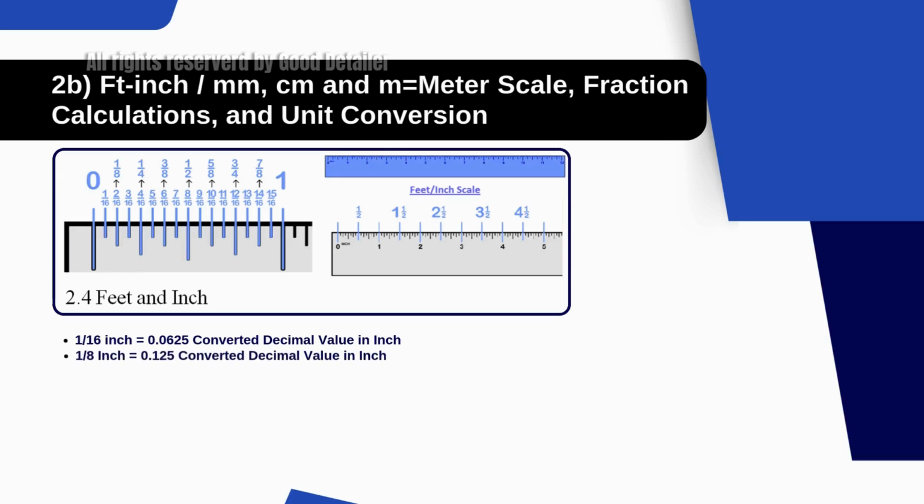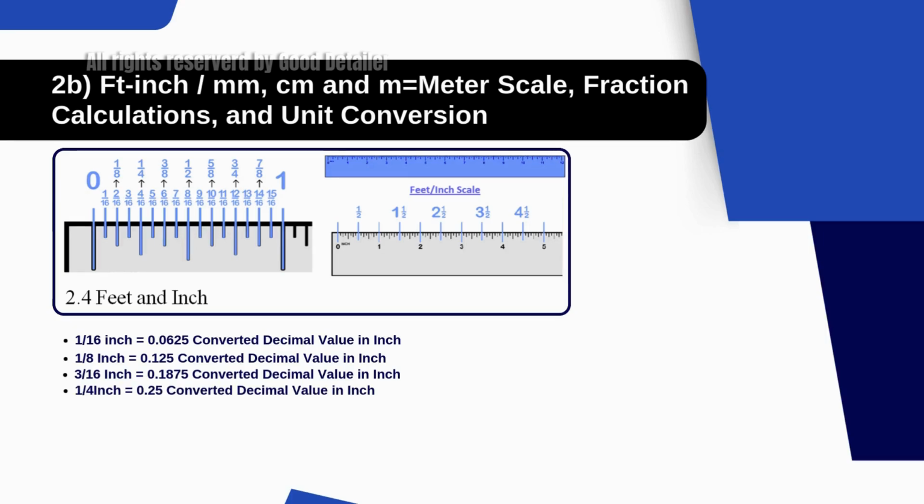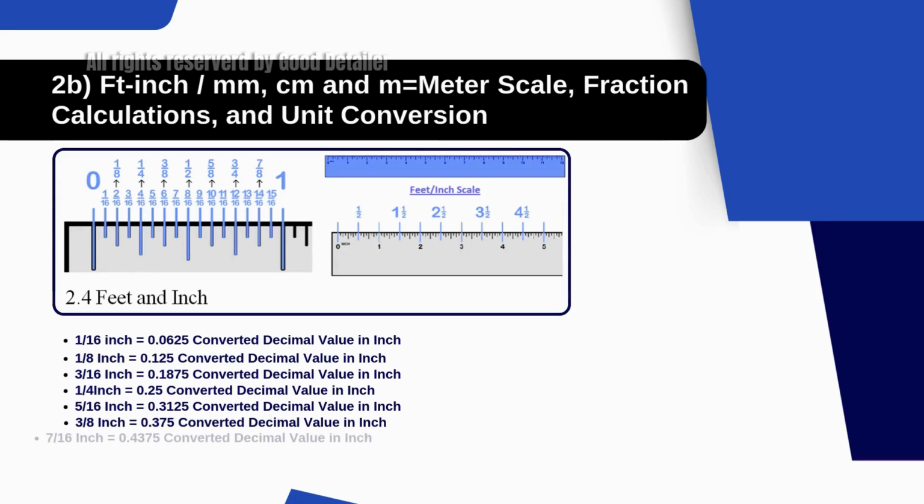1/8 inch equals 0.125, converted decimal value in inch. 3/16 inch equals 0.1875, converted decimal value in inch. 1/4 inch equals 0.25, converted decimal value in inch. 5/16 inch equals 0.3125, converted decimal value in inch. 3/8 inch equals 0.375, converted decimal value in inch.